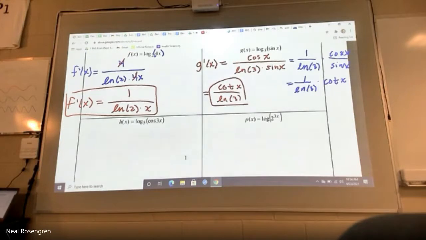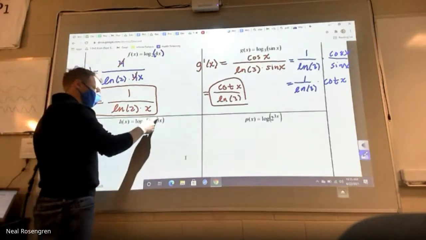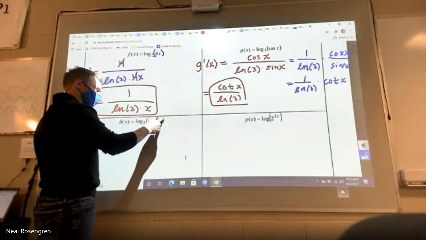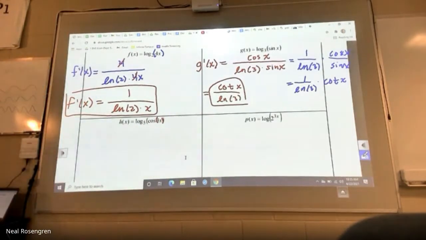Okay, challenge time for you, h of x and p of x. Go ahead. Here's my one hint for h of x: a little added set of parentheses inside there for cosine. Give those two a shot. We'll call it right there, and then we'll chat a little bit about plans for these next weeks.